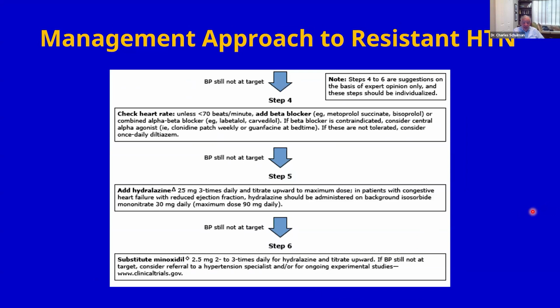If the blood pressure is still not at target, and the heart rate is high, then add a beta blocker. Step 5 would be to add hydralazine. Step 6 might be to add or substitute minoxidil.